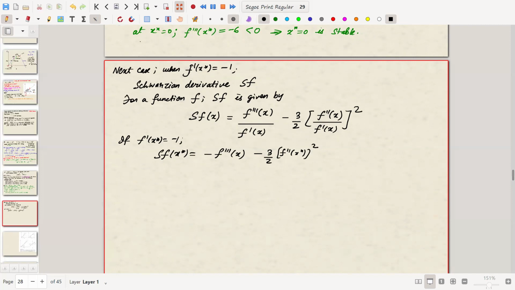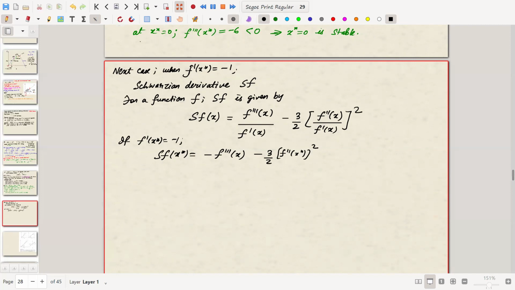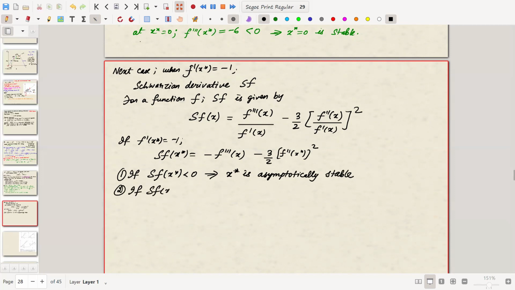Now the theorem states that if the Schwarzian derivative at x star is less than 0, then x star is asymptotically stable, or stable you can say for now. Second case, if the Schwarzian derivative is greater than 0, then x star is unstable.